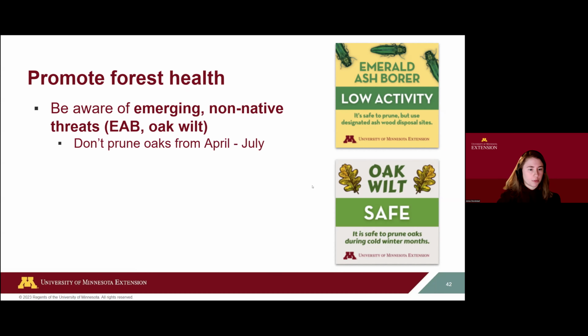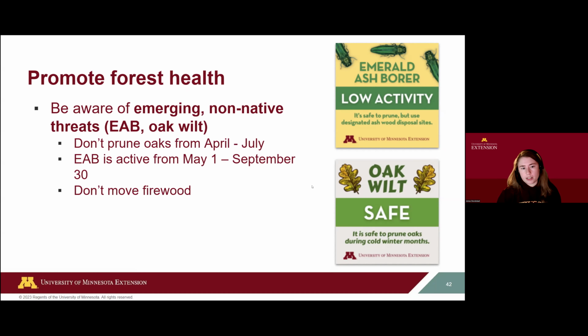We want to make sure we're not pruning oaks from April through July. We also want to be aware that EAB is active from May 1st through September 30th. So we're not pruning or moving ash wood during that time. We want to make sure we are not moving firewood, especially ash wood, at all.